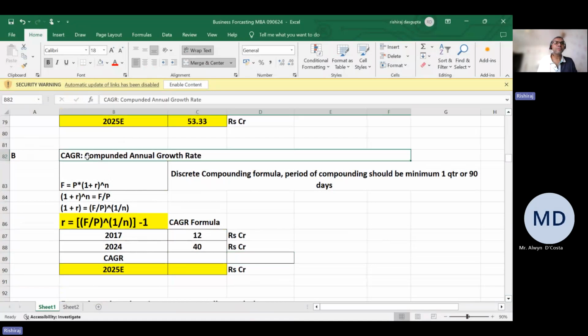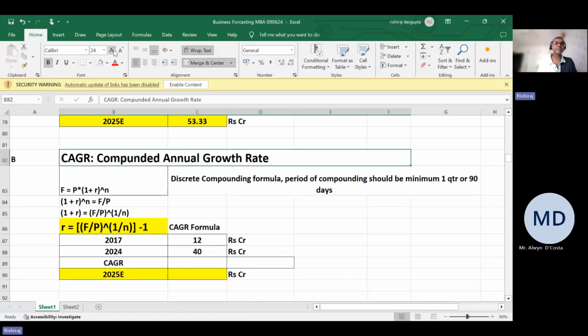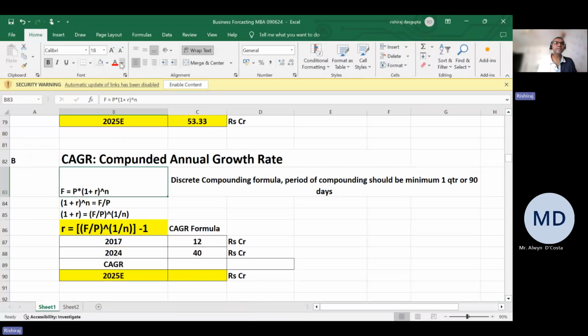So I hope everyone knows the compound interest formula, that future value is equal to present value into 1 plus r to the power n. This is called a discrete compounding formula, and the period of compounding should be minimum 1 quarter or 90 days. Below that, this formula should not be applied. I repeat the warning. The compounding period should be minimum 90 days or 1 quarter. So we have a quarterly compounding scenario, we have an annually compounding scenario, etc. So this is the compounding formula.